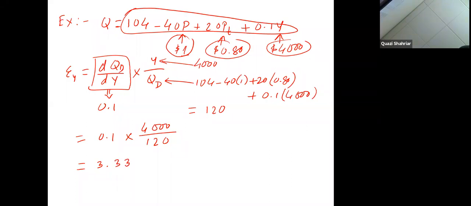Let's think about an interpretation of this number that we got, 3.33. Like we did for price elasticity of demand, we can interpret income elasticity of demand in the same way. In this case, we can say that when the income of the consumers goes up by 1% from this income of $4,000, the demand for avocados will go up by 3.33%.